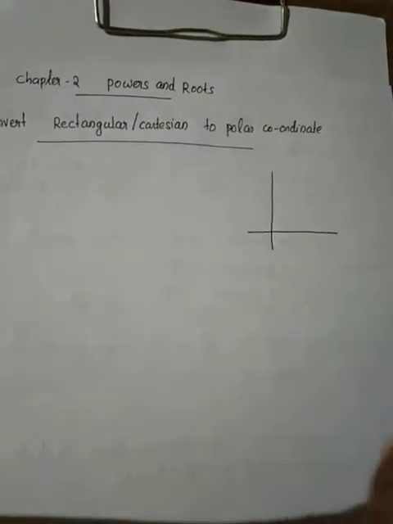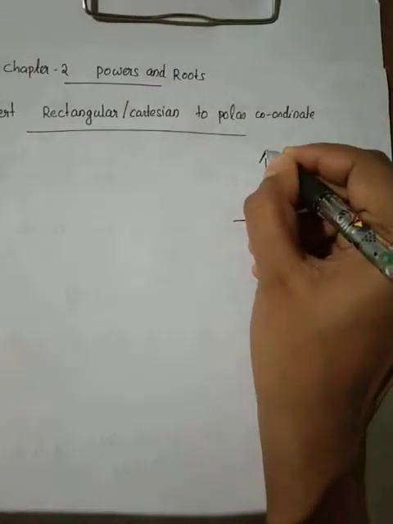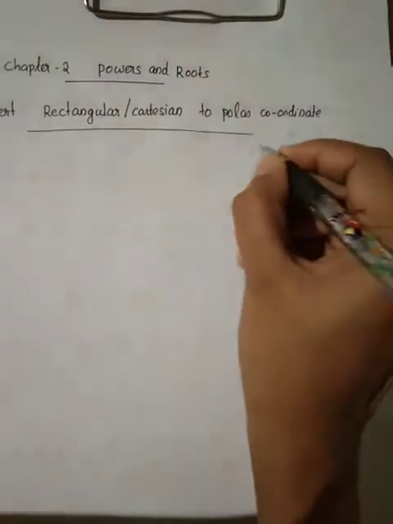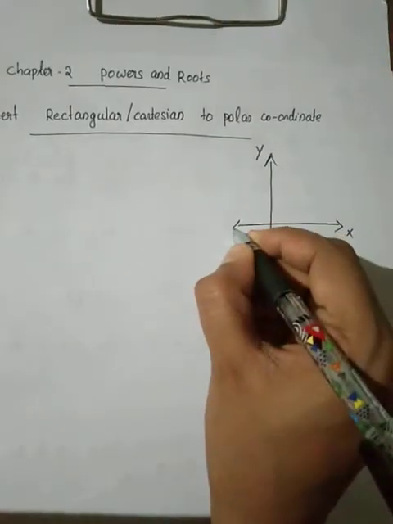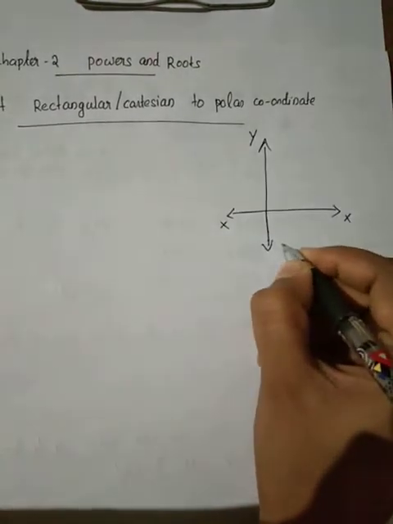This is a Cartesian plane. It's a Cartesian plane or rectangular plane containing x and y axis. This is the x axis and this is the y axis. And this is the corresponding negative axis of the x axis and the corresponding negative y axis.